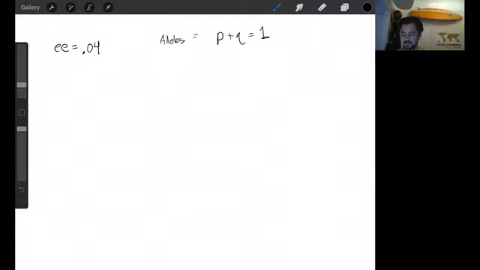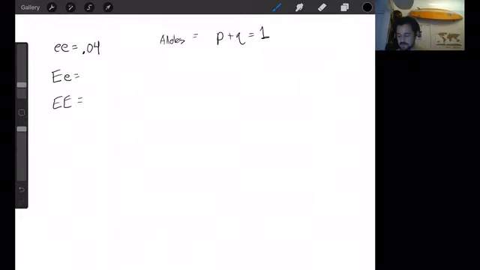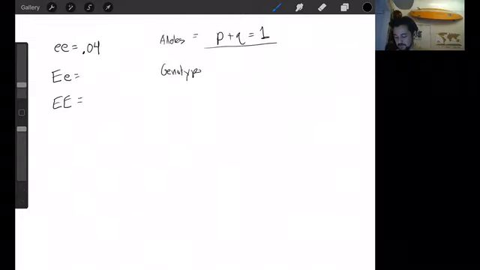You don't have an allele frequency, right? So what your question is, what is the rate of these heterozygotes and these, right? These guys, right? So for alleles you have this, and then for genotypes you have p squared plus 2pq plus q squared equals 1, right?